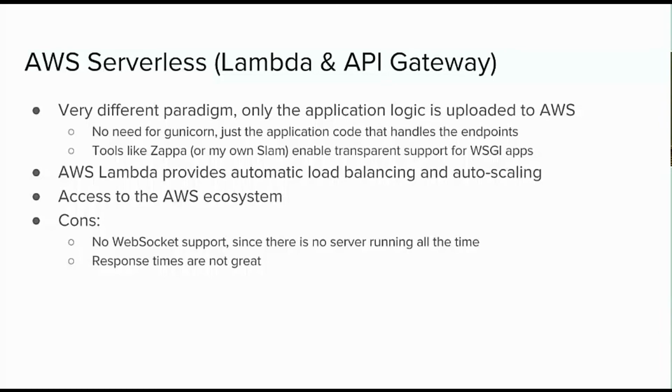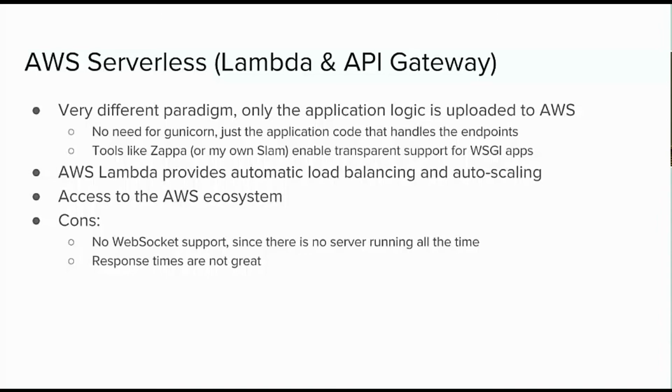So it's really nice, but yeah, it's very different. In particular for WSGI applications, we're used to writing servers, right, in WSGI. And here you need to write a function that AWS can call. There's no server. So Gunicorn doesn't apply, for example, or uWSGI, none of that. You just need to provide the code.